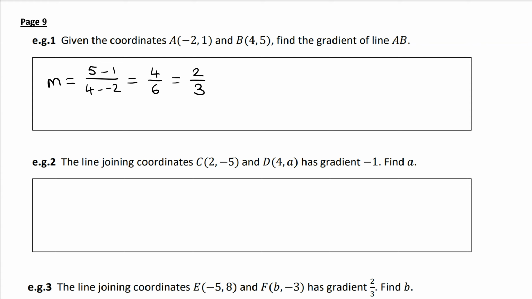You've got your 2 points. So on top we do y2 minus y1, so the 5 minus the 1, and on the bottom we've got 4 minus 2, which is going to give us 6. Remember, minus 2 is the same as plus 2.